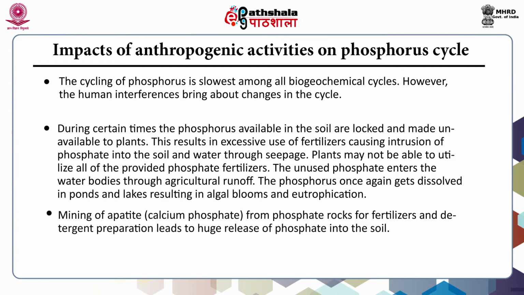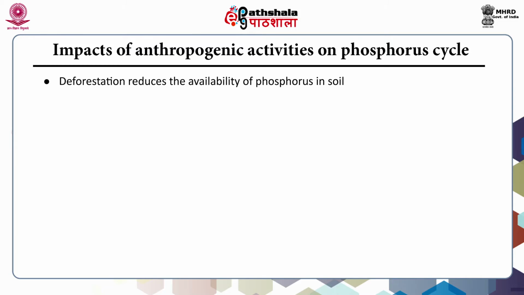The second one is mining of apatite, that is calcium phosphate. During this mining activity, a large amount of phosphate is released from the rocks, which once again enters into the water body and into the soil. The third anthropogenic factor is deforestation. Deforestation reduces the availability of phosphorus in the soil.